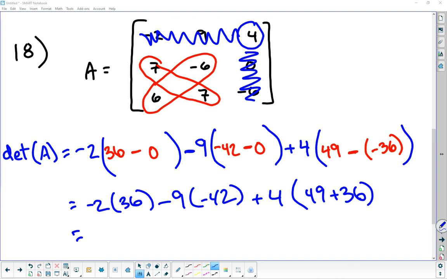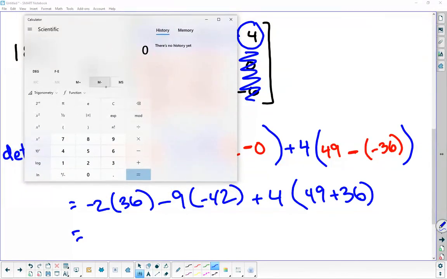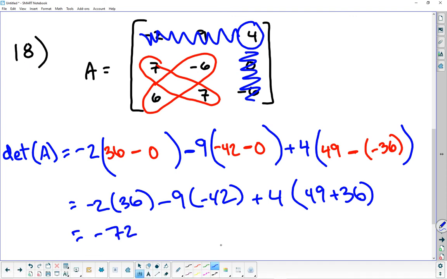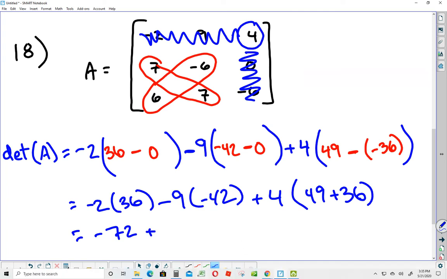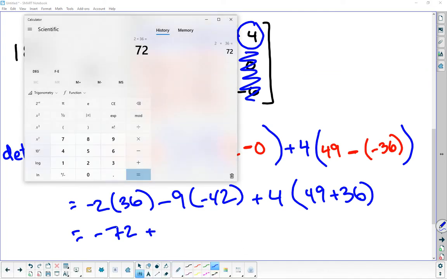All right, so I'm going to go ahead and do a little bit of work here. So 2 times 36 gives me 72, and that's going to be -72. Okay. And I know that -9 and -42 is going to give me a positive, so I'm going to go ahead and put down the positive first. So all I have to do is just go 9 times 42. That gives me 378.